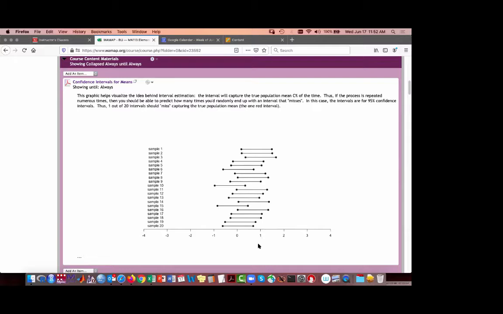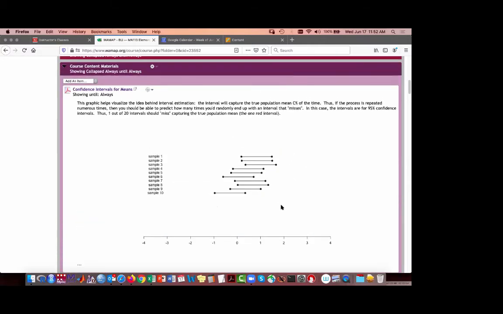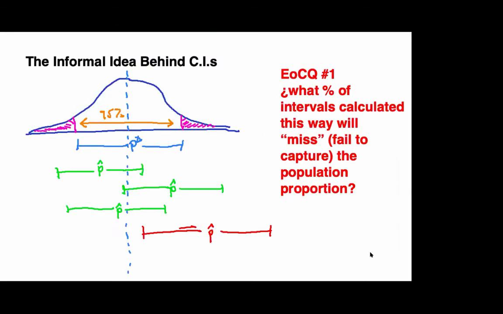But every once in a while, we'll find one like this one here that shows up in red. We'll find one that does not actually capture the interval. That's the idea behind confidence intervals. This graphic here is probably a little better than what I just did in the whiteboard, but I apologize that I'm not that good at drawing stuff like this. All right, questions for me at this stage?